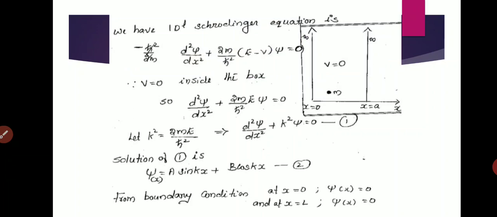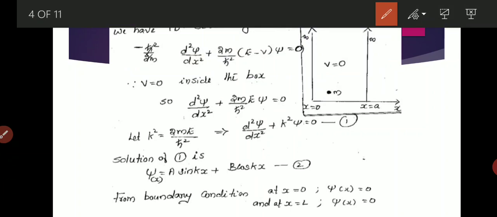Here we have the one-dimensional Schrödinger wave equation for a single particle: minus h cut square by 2m dou square psi by dou x square plus V psi is equal to E psi, that is, dou square psi by dou x square plus 2m by h cut square into (E minus V) psi is equal to 0, which is our Schrödinger equation.